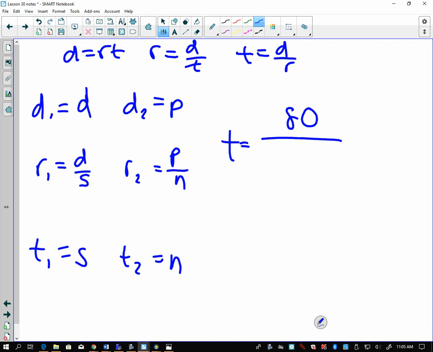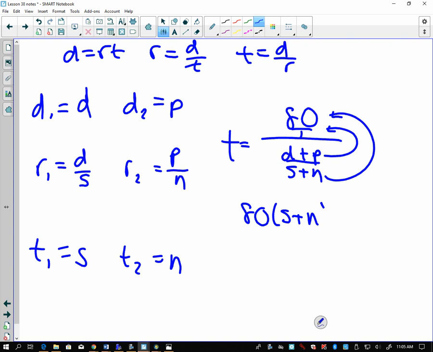And our overall average rate is going to be d plus p, overall distance, over overall time, so s plus n. Okay, like this. So keep in mind that that's over 1, and then we multiply by the reciprocal. So I get 80 over s plus n over d plus p, or 80 times (s plus n) over (d plus p). And our time should be in hours.